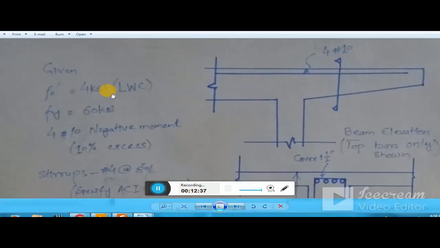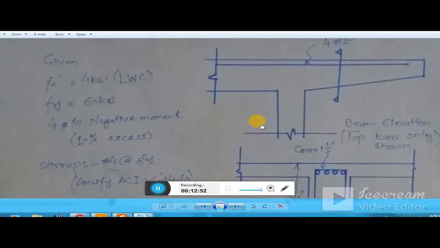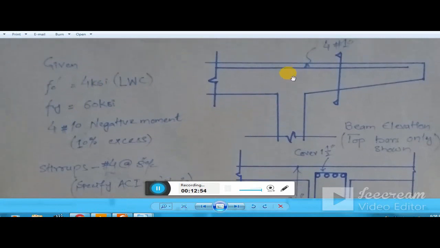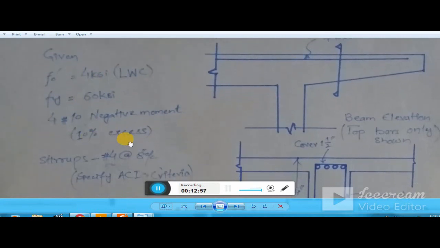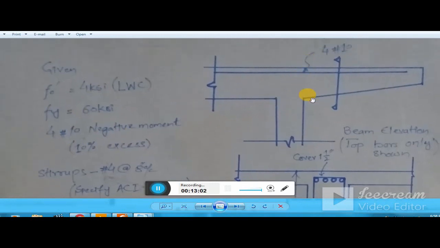You see f'c is equal to 4 ksi, that is normal weight concrete. fy is 60 ksi. The bars you see here are number 10 bars, for negative moment. Remember there is negative moment, so how can you provide the development length for negative moment? And you see 10% excess. This 10% excess means that the As which I need here is 10, and the total As provided is 10% more than the As which is required here.